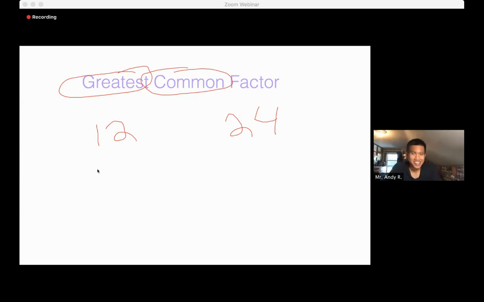Okay, so what are the factors of 12 and 24? Yeah, just factors. We're not prime factoring. We're just giving me the list of numbers. Oh, in fact, let me do it like this. Yeah, like this, 12 and 24. Okay, so yes, 1. I always know that 1 and 12 are definitely factors.